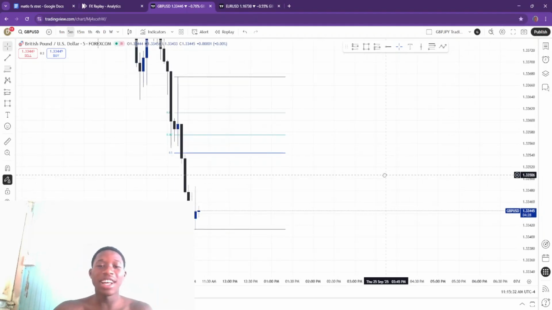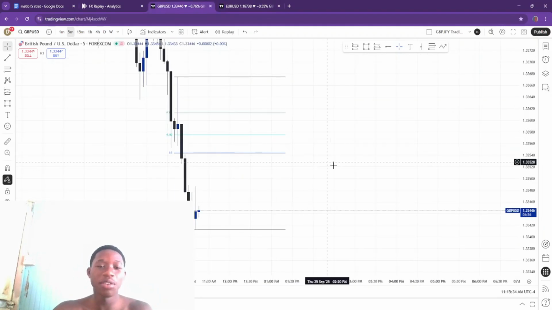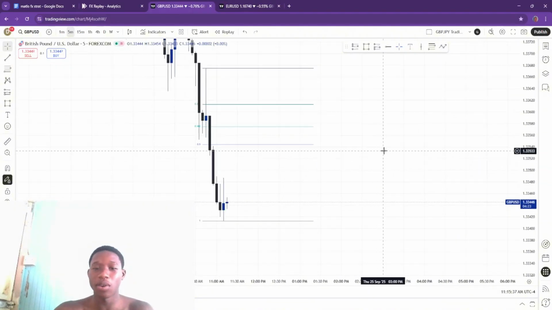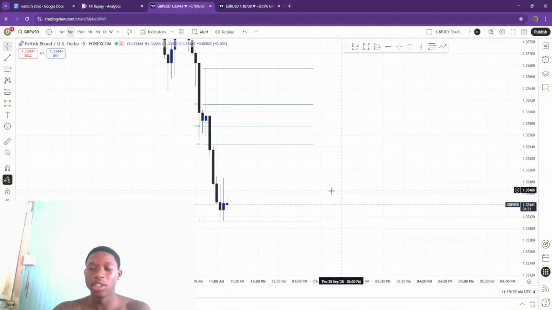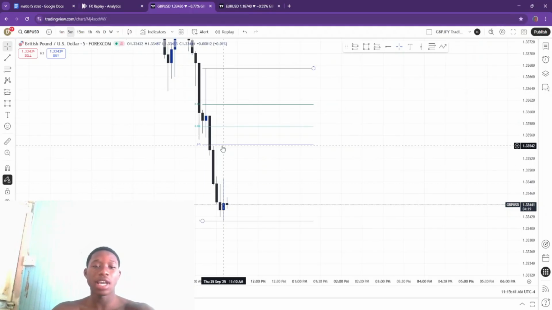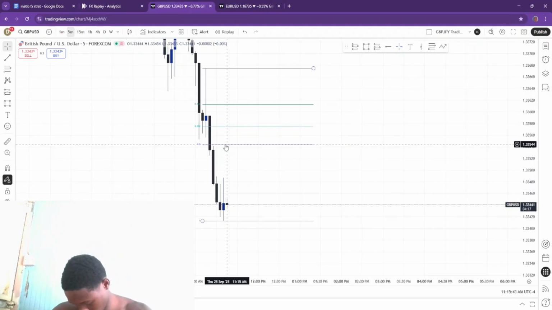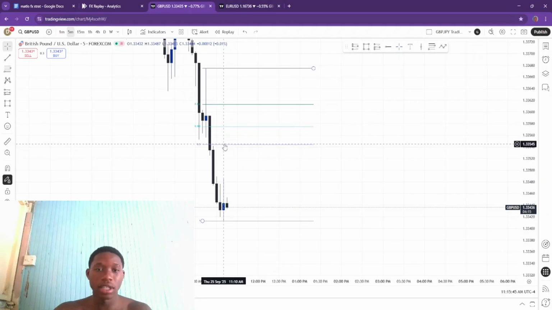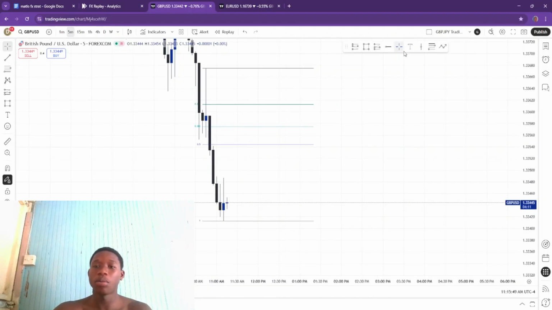Okay, that was kind of, I don't want to say stressful, because that wasn't stressful at all. We just had to get that right. So we place our sell limit right there. We place our TP there and our stop loss right there.